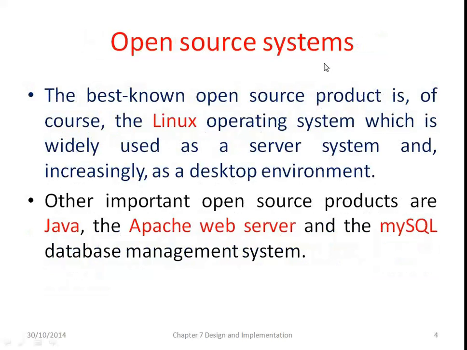So there are some open source systems available, for example Linux, Java, Apache Web Server, MySQL. All these are open source systems. The best known open source product is of course Linux. Linux is an operating system which is widely used as a server system and increasingly as a desktop environment. Other important software products are also available: Java, Apache Web Server and the MySQL database management system. These are all open source products.